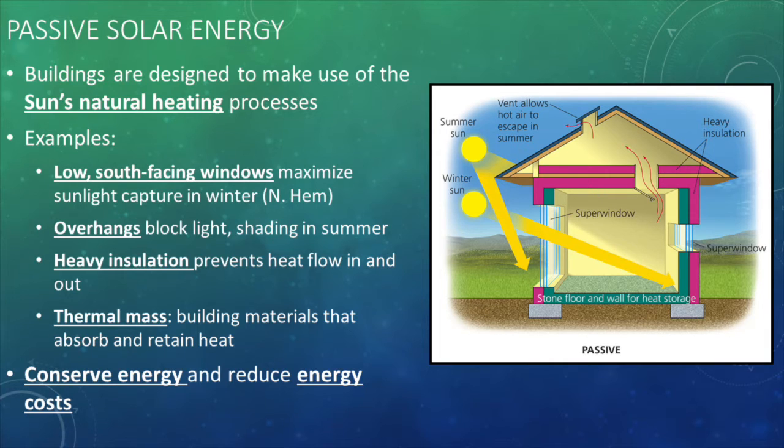The heat can be absorbed by the building materials, also known as thermal mass, like stone, concrete, or adobe, and in large tanks of water. In order to reduce cooling costs and avoid overheating buildings that use passive solar energy systems during the summer, overhangs can be used that block out high-angle summer sunlight while allowing low-angle winter sunlight to enter. Overall, passive solar energy conserves energy and reduces energy costs.